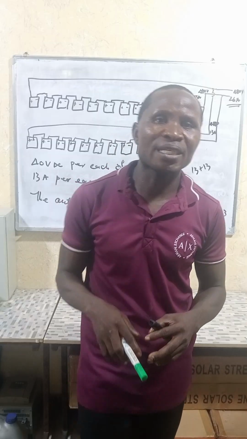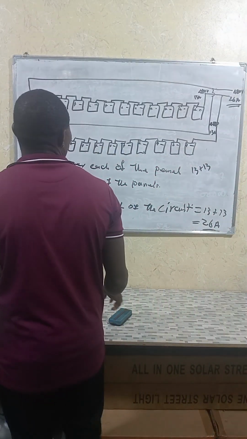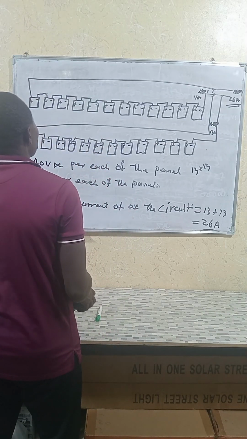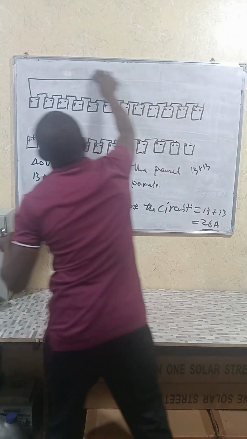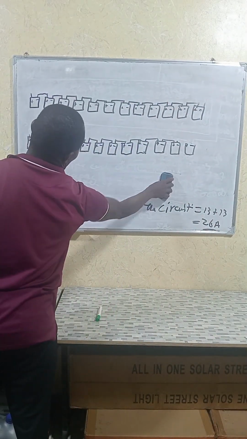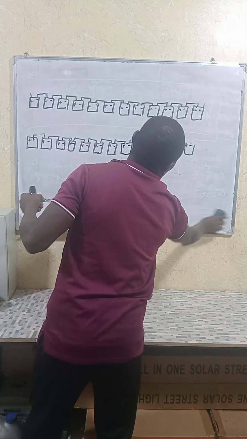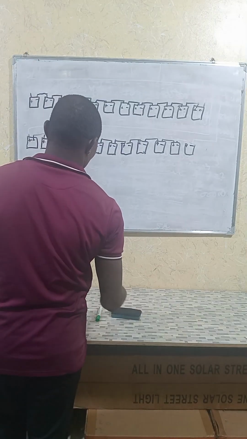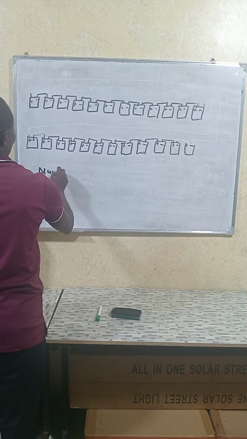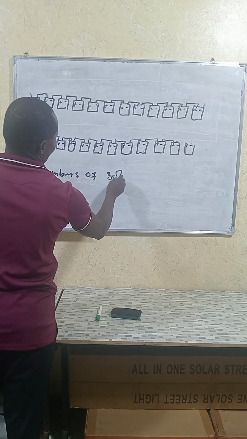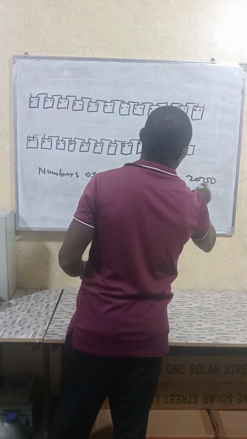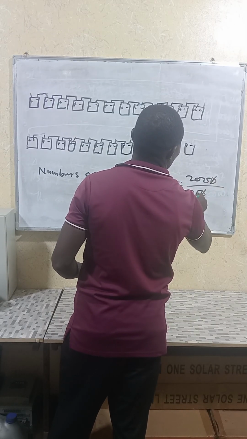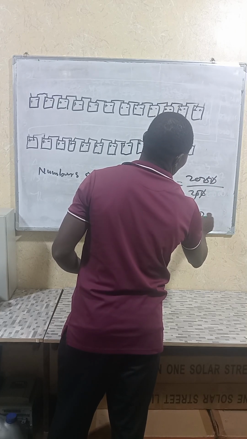So, for us to know the number of total panels that we need at this time, without considering the irradiance of the region, we have: the number of panels is equal to 2000 divided by 200. Divide this, it gives you 10 pieces.